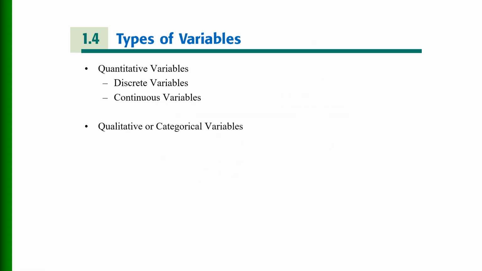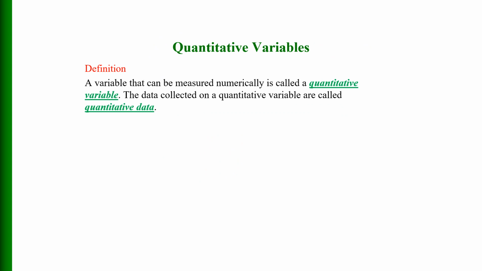Qualitative variables are also called categorical variables. Quantitative variables: a variable that can be measured numerically is called a quantitative variable. The data collected on a quantitative variable are called quantitative data.